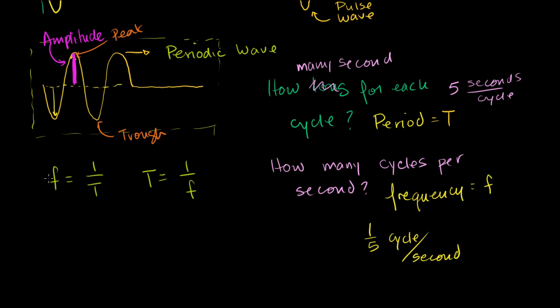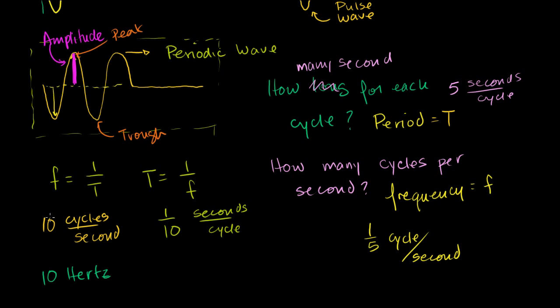So if I told you that I'm vibrating the left end of this rope at, let's say, 10 cycles per second. And by the way, the unit of cycles per second is a hertz. So I could have also written this down as 10 hertz, which you've probably heard before. 10 hertz just means 10 cycles per second. If my frequency is 10 cycles per second, my period is going to be 1 over that. So 1 over 10, it's going to be 1/10 of a second per cycle, which makes sense. If I can go up, down, back again 10 times in a second, it's going to take me 1/10 of a second to do it each time.